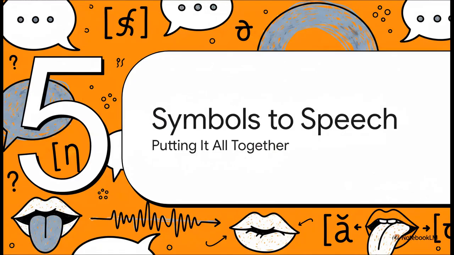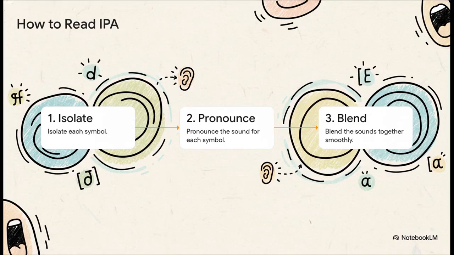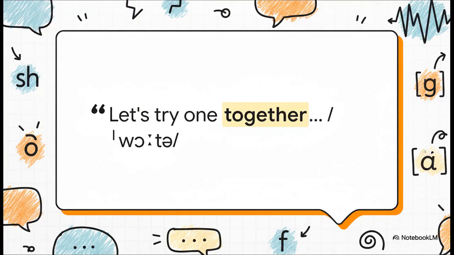So we've learned all the individual pieces of the puzzle. We've got our vowels, we've got our consonants. Now comes the really fun part, putting them all together to actually read words. And the process is actually really simple. It's just 3 steps. First, you look at each symbol one by one. Second, you say the sound that goes with that symbol. And third, you just blend all those sounds together. That's it. Okay, let's give it a shot.